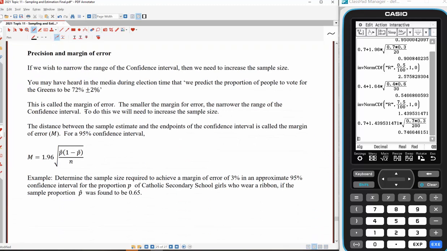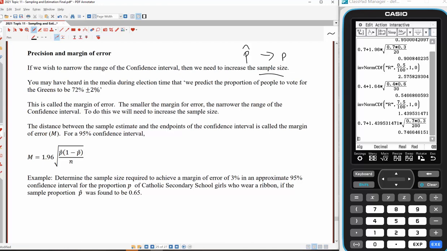Okay, so precision and margin of error. If we wish to narrow the range of the confidence interval, then we need to increase the sample size. Again, if the sample's massive, then the confidence interval will be smaller, because as the sample size increases, it'll approach P. As this gets bigger and bigger, it just becomes P. And that means our 95% confidence interval will be really small, because we just sampled a huge amount of people. So we can assume that P is within there, and we get this smaller margin of error.